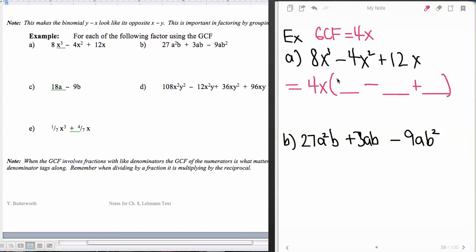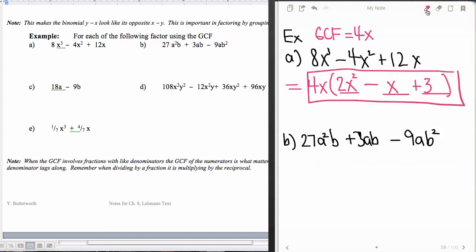4 goes into 8 2 times. x cubed divided by x is x squared. 4 goes into 4 1 time, so I won't write 1. x goes into x squared x times. 4 goes into 12 3 times, and the x's cancel essentially. And there's my new product.